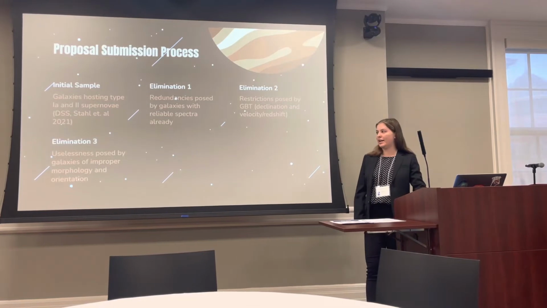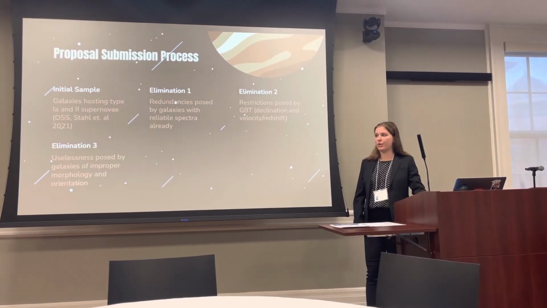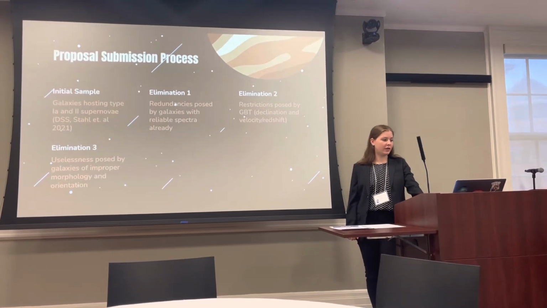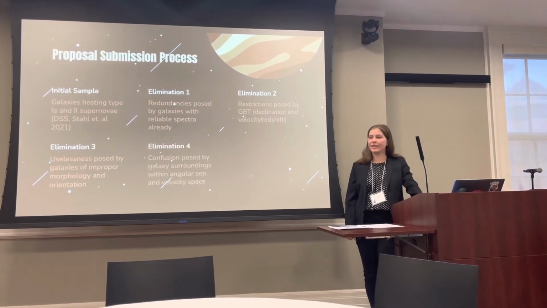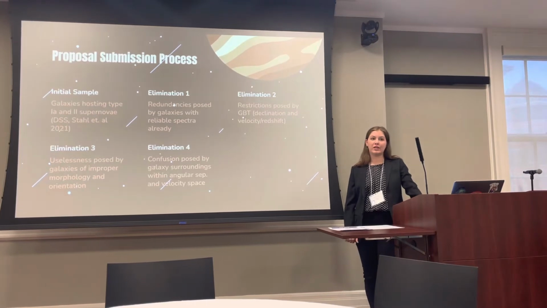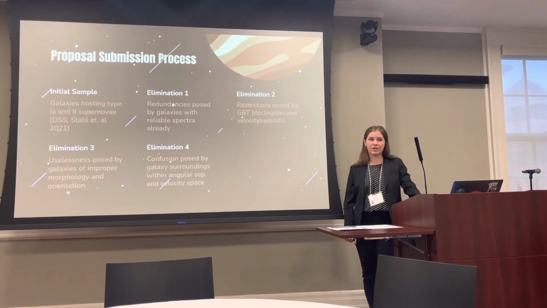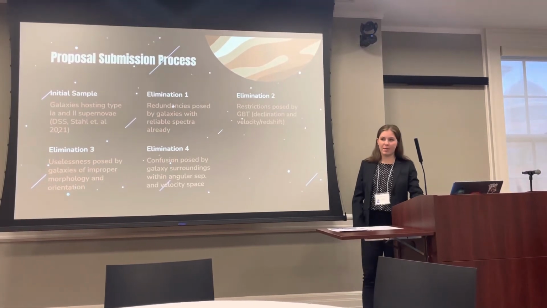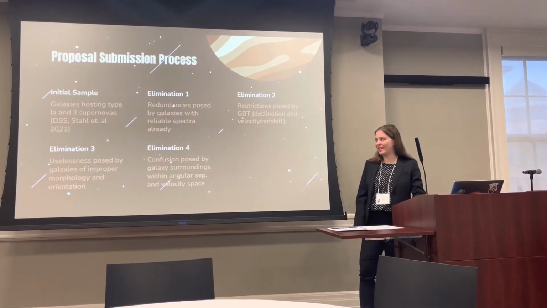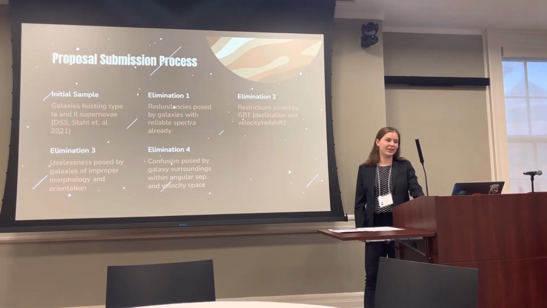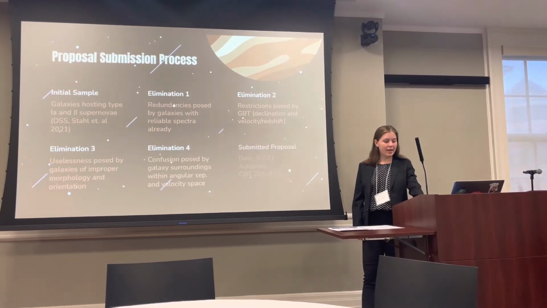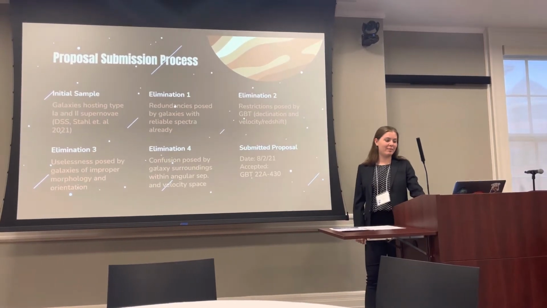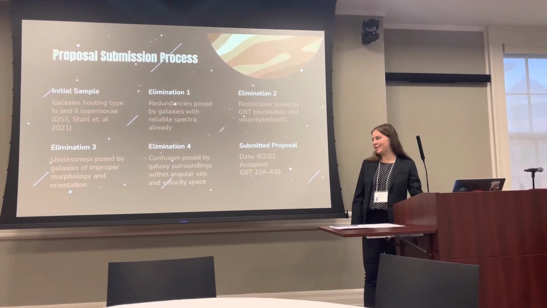Third, we eliminated any galaxies of improper morphology or orientation. They just would not contribute as much to our template BTFR as other galaxies would. And then finally, with our remaining sample, we looked at their optical imaging from Sloan, and any with probable confusion were eliminated, just to remove any possibilities of not obtaining accurate data from Green Bank. And then at the beginning of August, we submitted the proposal and heard back in November, and not only was it accepted, but it was A-ranked.